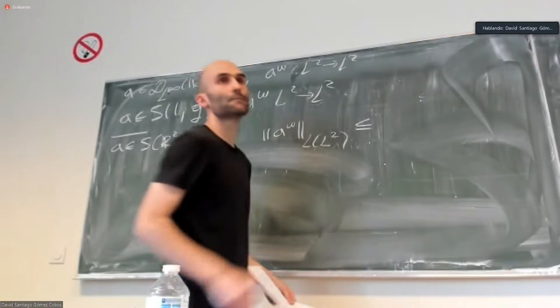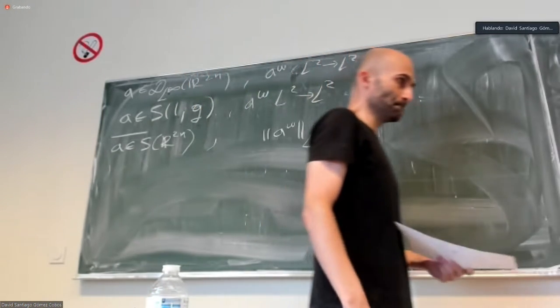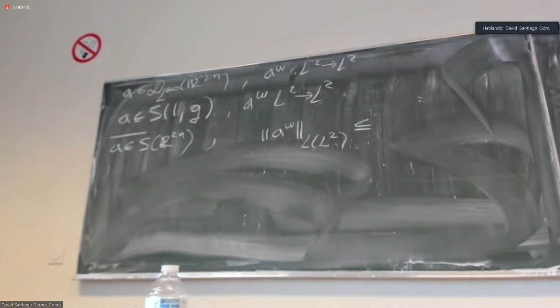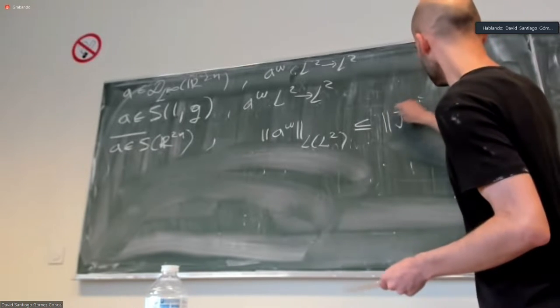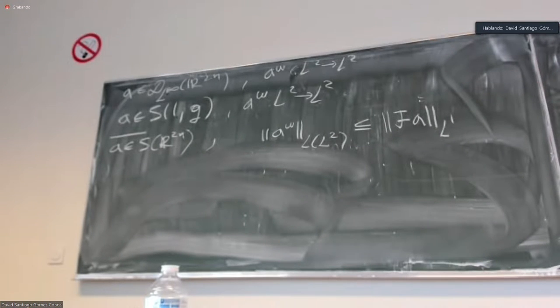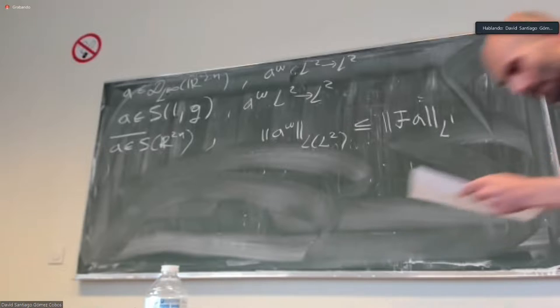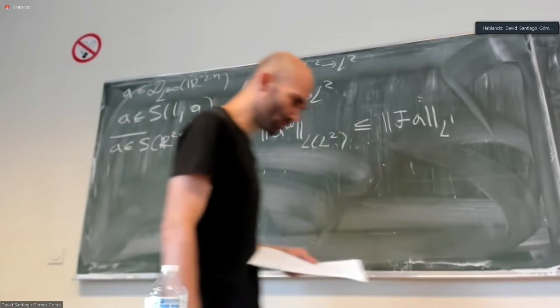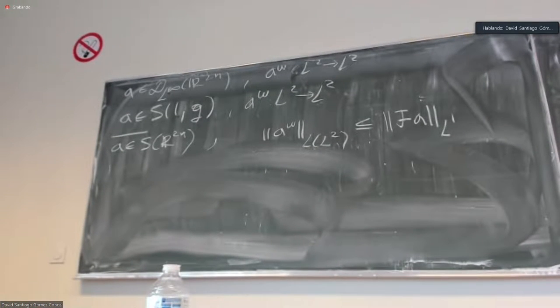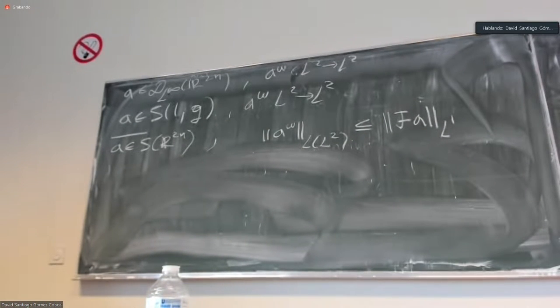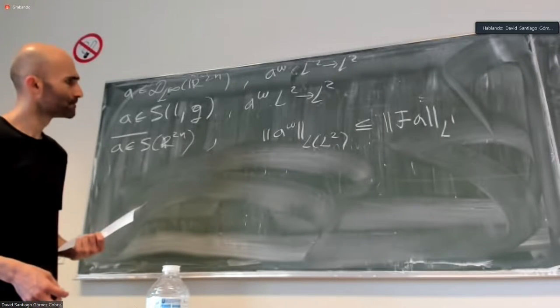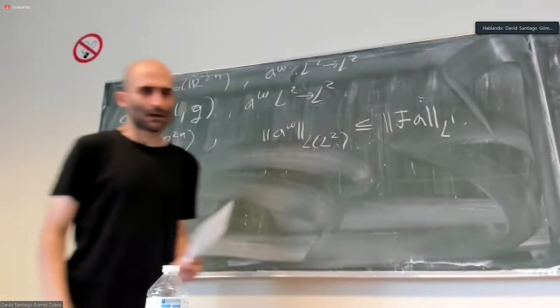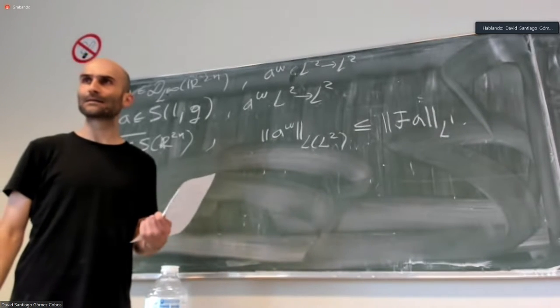So this thing is bounded by the Fourier transform, the L1 norm of the Fourier transform. And why is that true? You can do it by kernels. If you look at the kernels, then you can deduce it from the kernels.